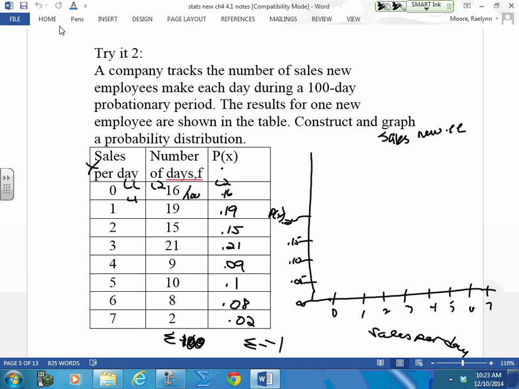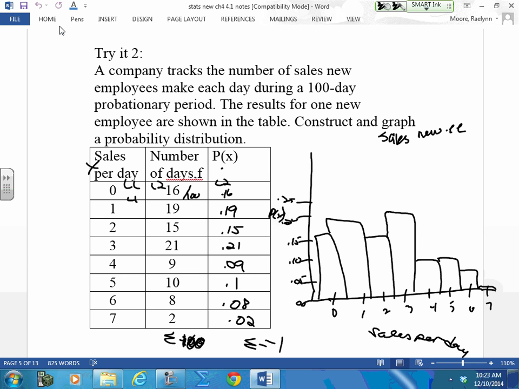All right, so at the 0, we're 0.16. At the 1, we're 0.19. Then 0.15, 0.21, a little higher. 0.25, 0.09, 0.1, 0.08, and a little guy over here. So you can kind of see where your distribution is a little bit better. Where is it skewed? To which side? To the right. It follows the tail. So our skew rules work the same. And tomorrow we're going to see what the skew means for your probability.